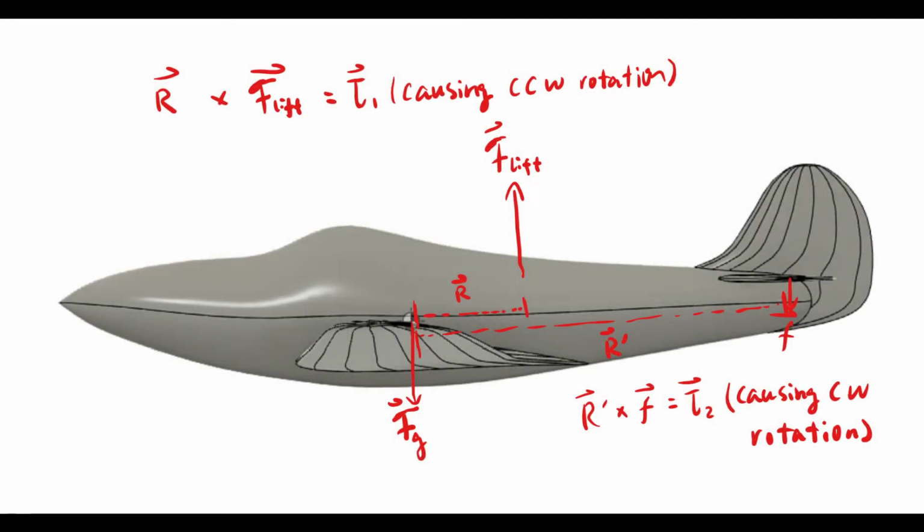As we can see from this diagram here, about the center of gravity, we have two forces, which I labeled F lift and small f. F lift will contribute to torque 1, which is going to cause a counterclockwise rotation, while small f will contribute to torque 2. That's going to cause a clockwise rotation, and ideally these two torques will cancel each other out.